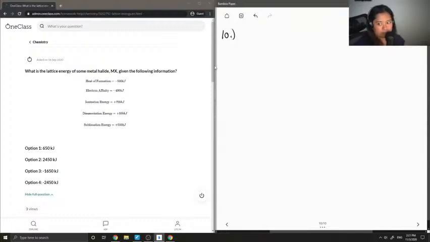So we're looking for lattice energy, and basically the definition of this is when you have your ions coming together to form your final solid or final product.